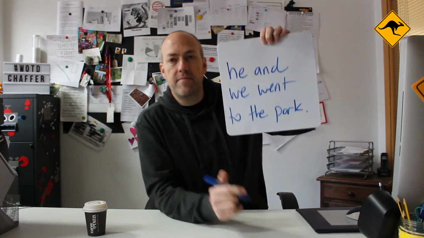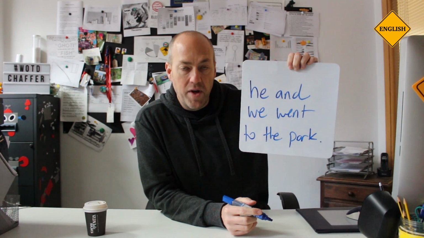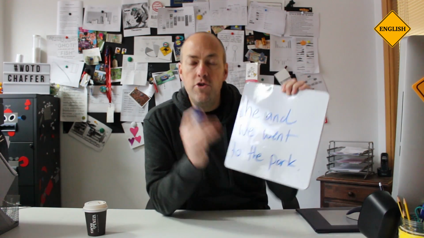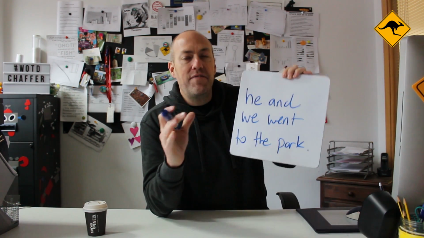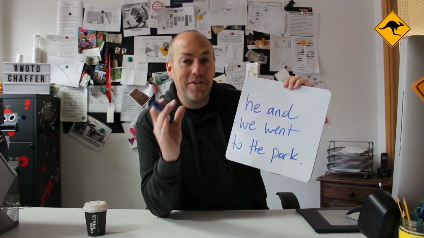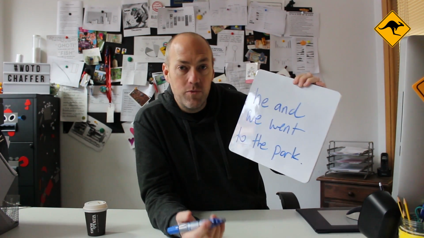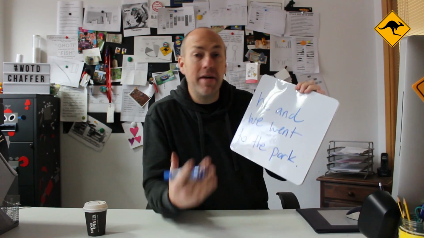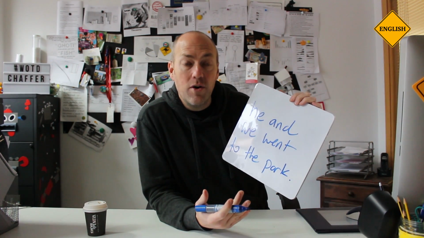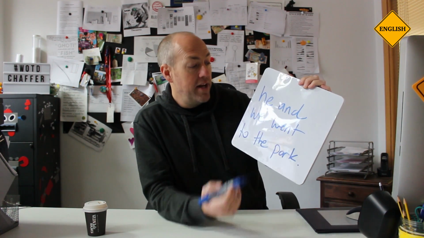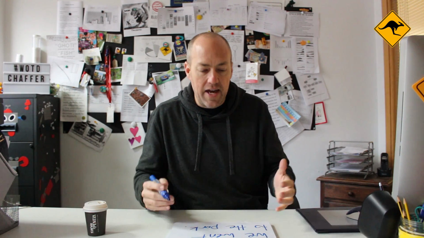So I'm going to start by proving that there is no such thing as a subject or an object pronoun with a very simple sentence. He and we went to the park. Now, no native speaker of English, in fact, nobody with any level of English would say he and we went to the park. You would say him and us, or he and us, or we and him. But you would never use both of these subject pronouns together.